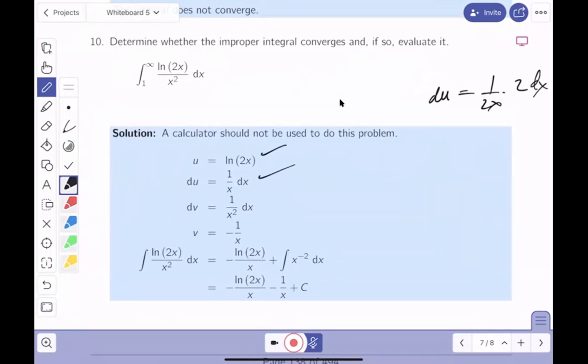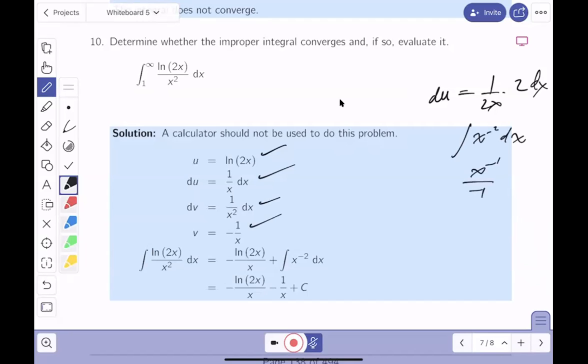That looks great. And then I said the dv is this thing over here, and I'm using integration by parts. It seems reasonable that if that was u, this would be the dv, 1 over x squared dx. I have to integrate that. If you're integrating x to the minus 2 dx, that'd be x to the minus 1 over minus 1, which is minus 1 over x. Pretty simple.